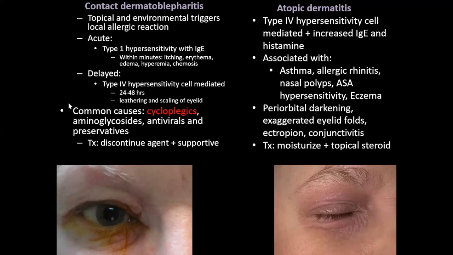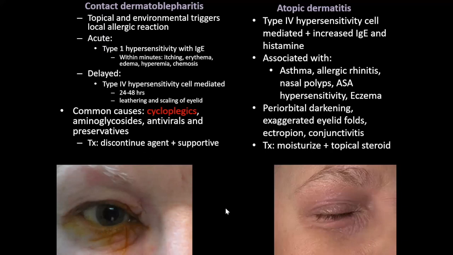Then we have the delayed entity, which occurs after 24 to 48 hours. And that is characterized by leathering and scaling of the eyelids. The treatment is basically supportive, and then discontinuation of the inciting agent. So what is determined to be the allergen has to be discontinued.